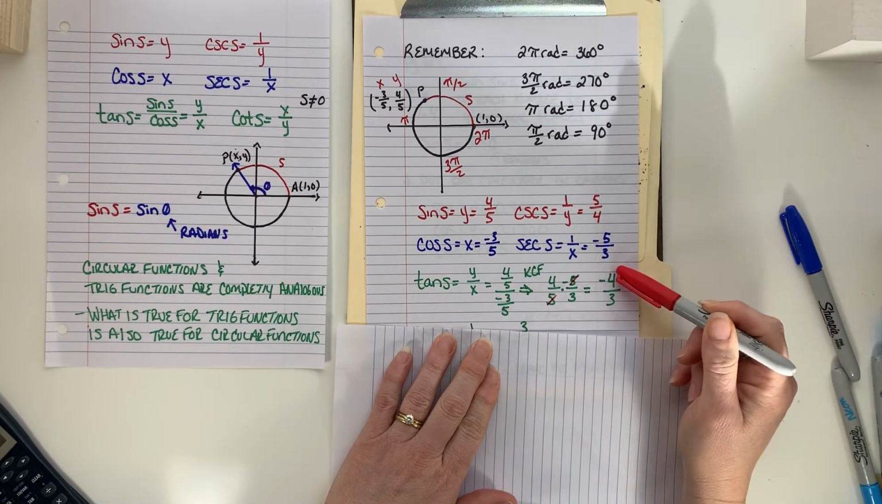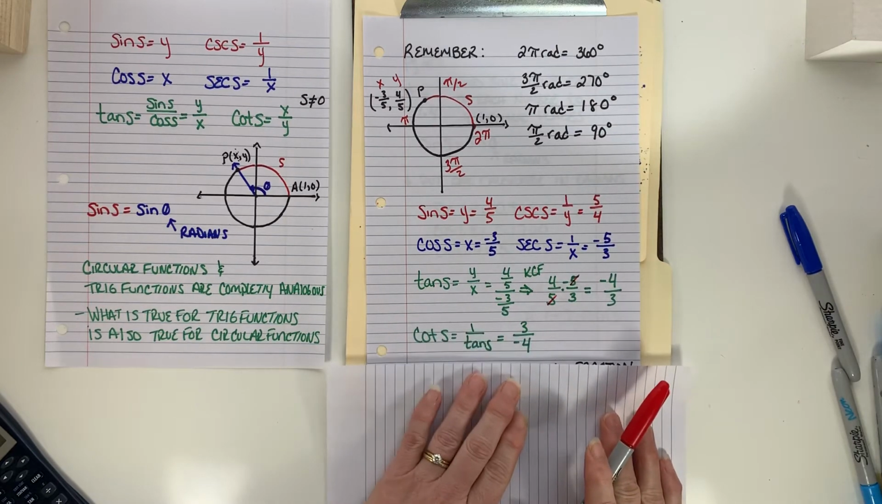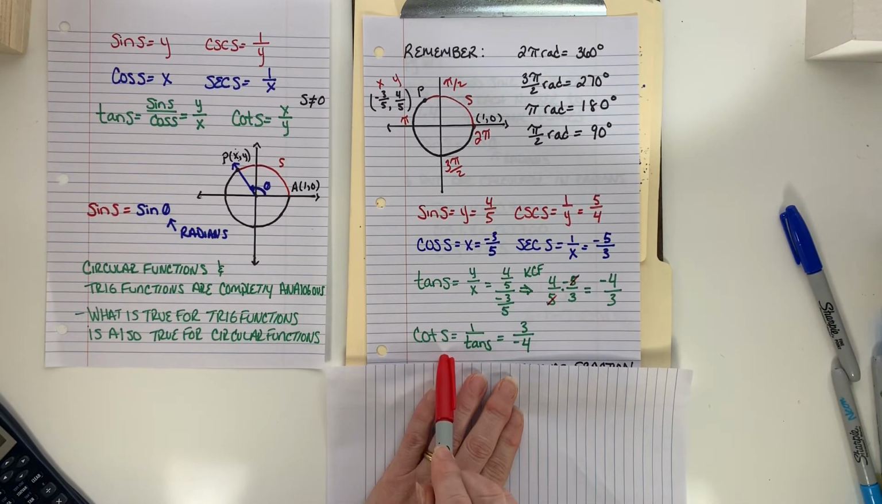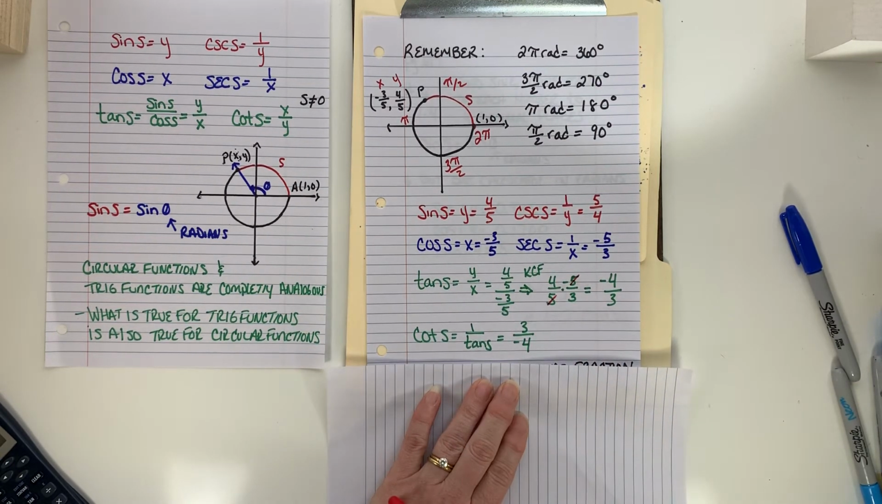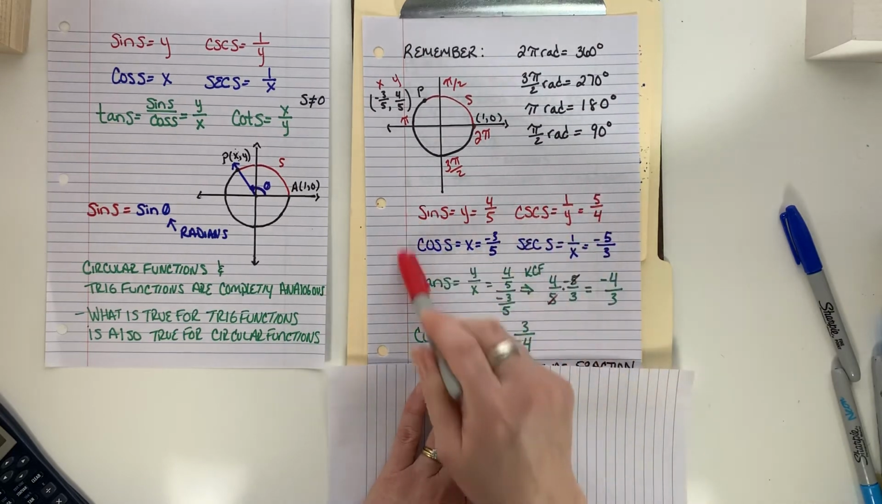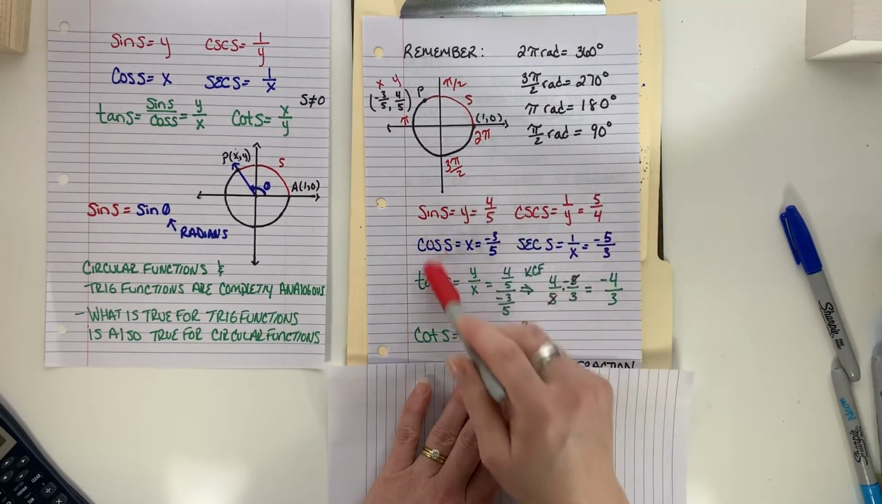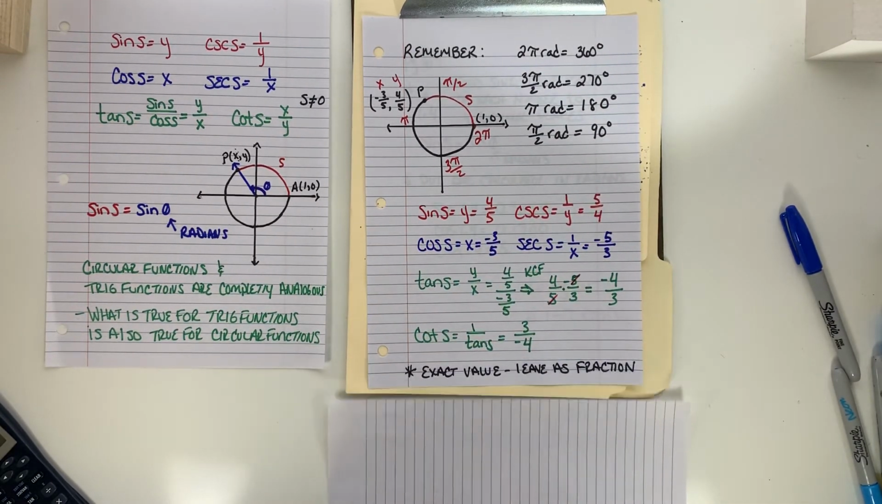We did all that work for the tangent, so for the cotangent, all we have to do is flip it. The cotangent of s is equal to 1 over the tangent of s, which is equal to 3 over -4. There are going to be problems on this on the homework. Just follow this exactly, and it shouldn't be too bad.